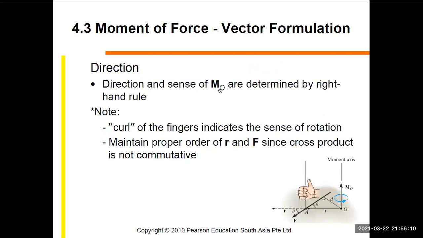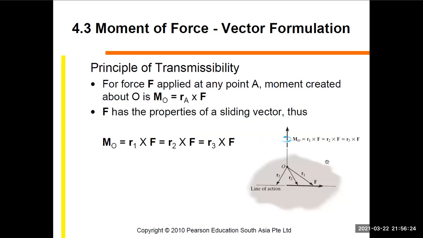Of course the direction and sense of the moment about O are determined by the right hand rule. Same thing: the fingers indicate the sense of rotation. Maintain the proper order of R and F since the cross product is not commutative. We must keep R cross F in the proper order. As we said, R is the position vector from the point we calculate the moment about to any point on the line of action of the force. So the moment about O equals R1 cross F, or R2 cross F, or R3 cross F, because the angle theta changes as the position vector changes.